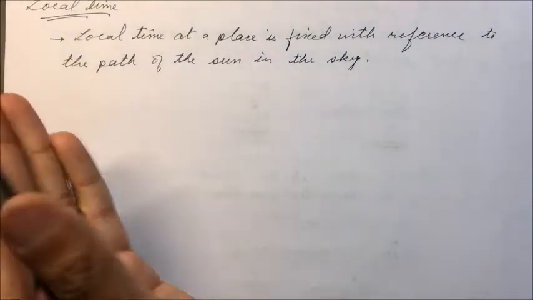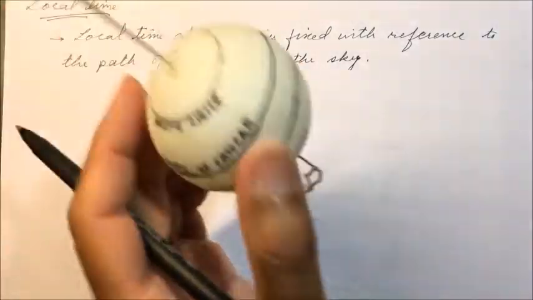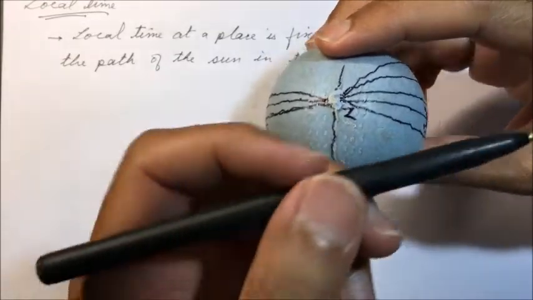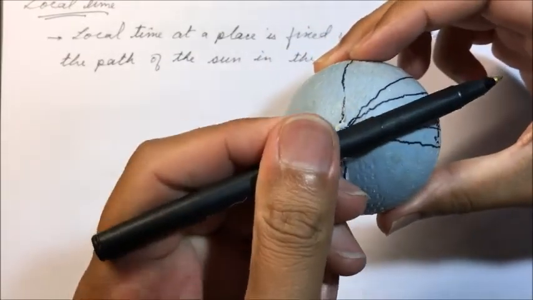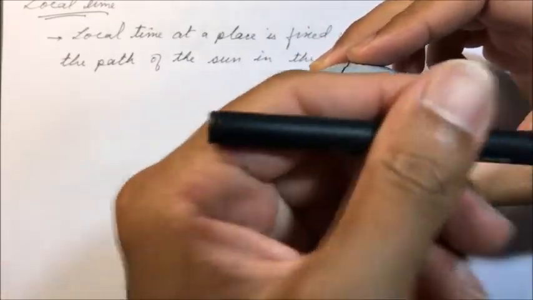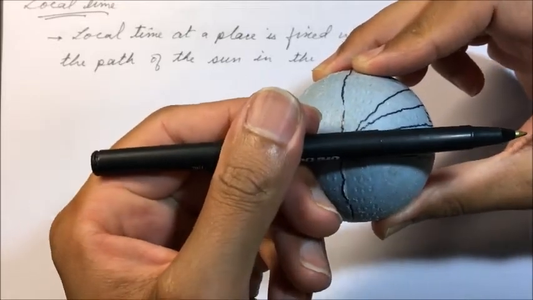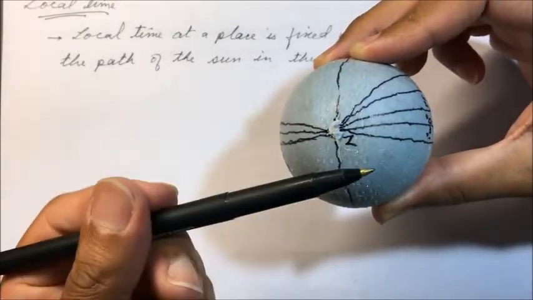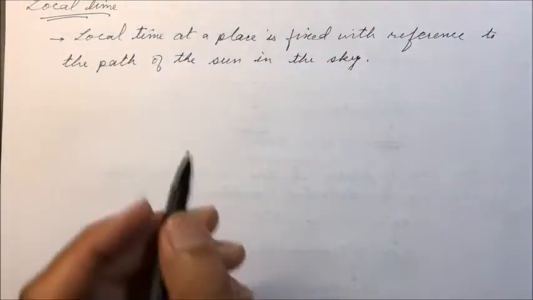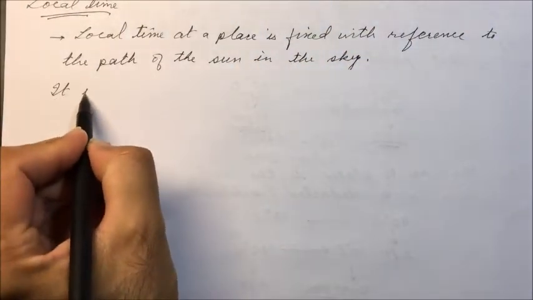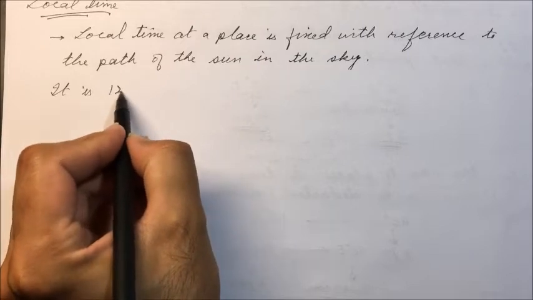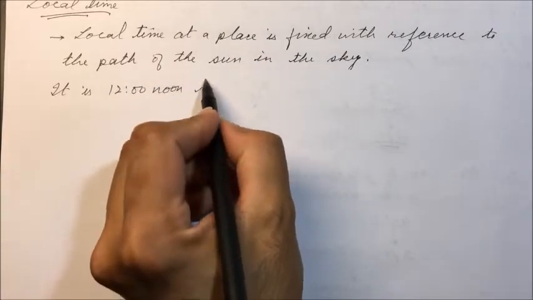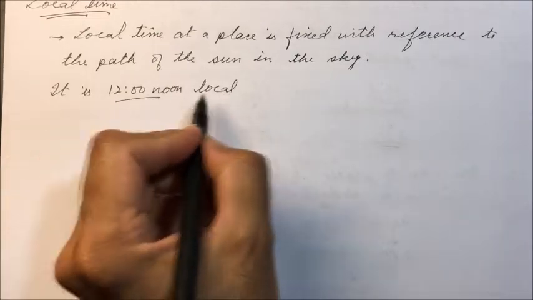So when the sun is overhead, it is making the maximum angle of inclination. At that point, there will be noon at that particular longitude. It is 12 noon local time.